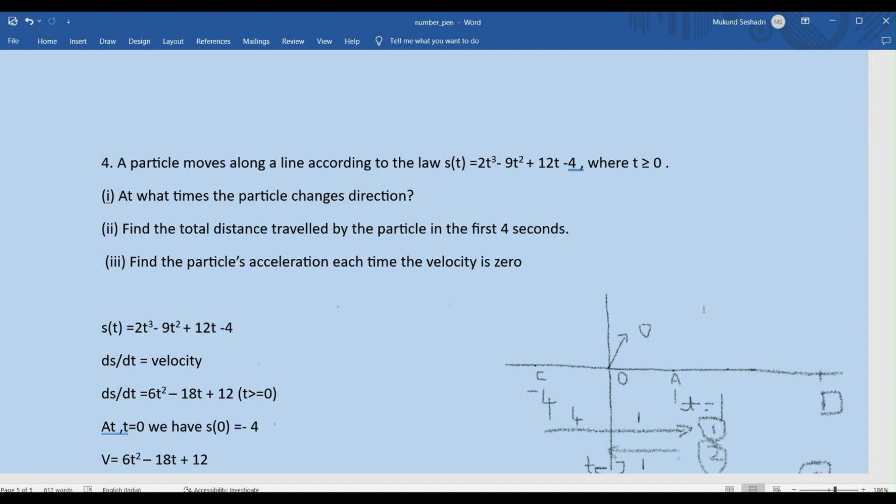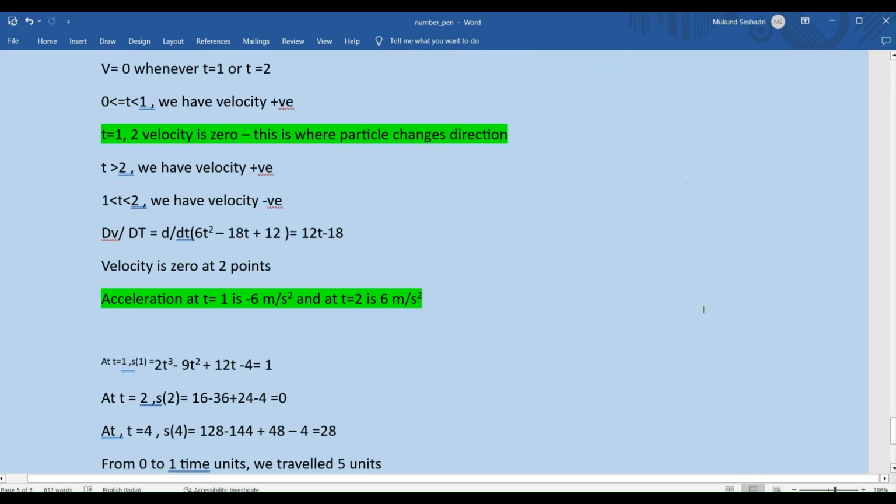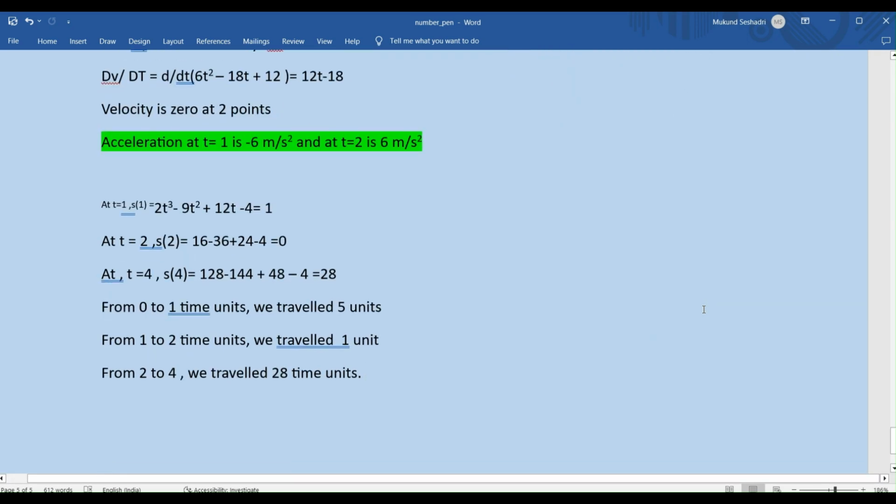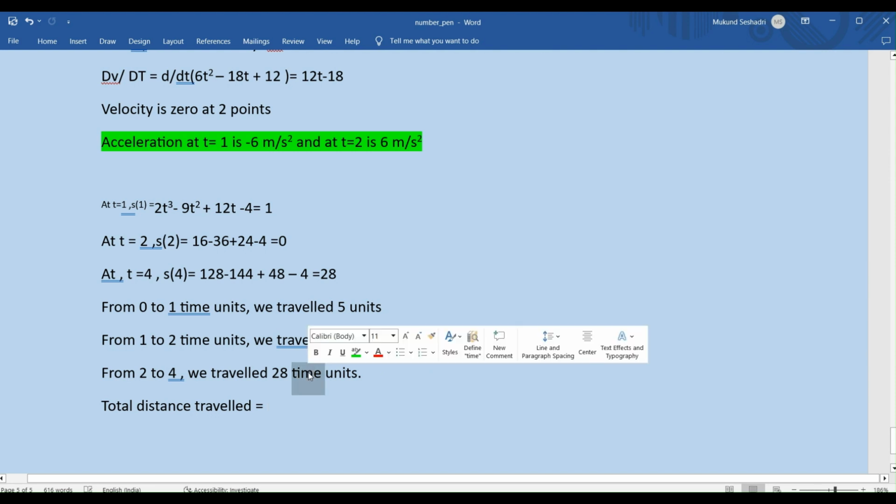So that's a different scenario altogether. Now this is a slightly tricky scenario that expects you to pay close attention to the points t equals 1 and t equals 2 where we change direction, right? So what's the total distance traveled here? Because after 2, we don't change direction. So from 0, we have traveled 28. I'm sorry, this is not time units, this is units, right?